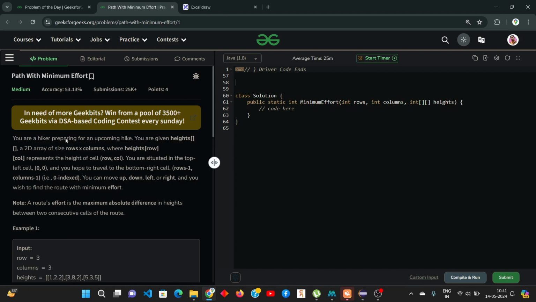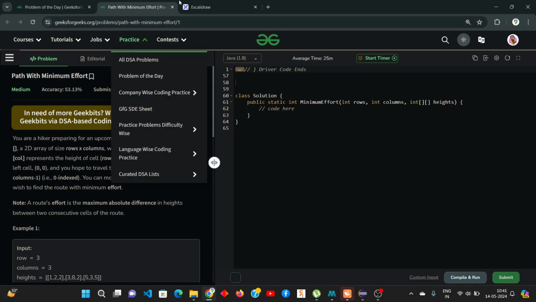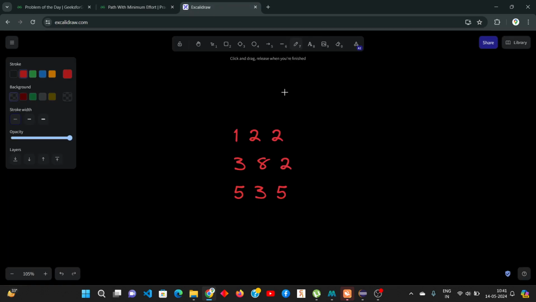So hi guys, today we have another problem, that is path with minimum effort, and the problem states that you are given a matrix, this matrix, and these values are represented by the heights of the mountain, and we have to start our journey from here and we have to reach here. And there could be multiple paths like this or this, and we have to tell the minimum effort path.